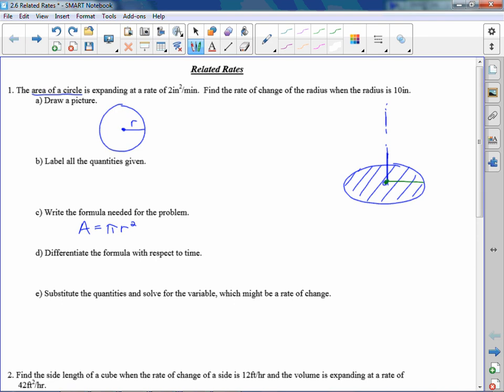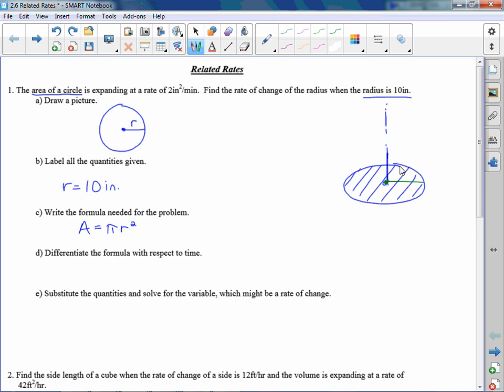Okay, now let's talk about the quantities given, because we are going to have some of them in our formula after we differentiate it. When I say label all the quantities given, give them a label. Tell me R equals 10, for instance. And that's actually the easiest one. Let's go with that first. When the radius equals 10 and our units are inches, we are looking for the rate of change of the radius.